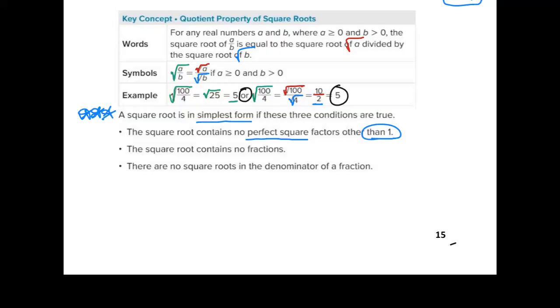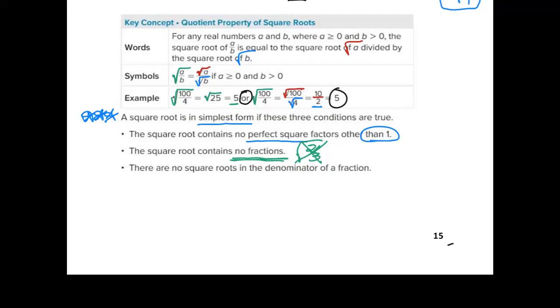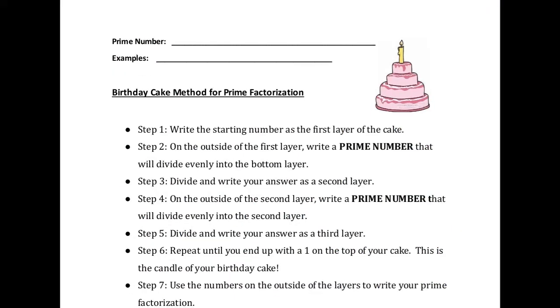Number 2, the square root contains no fractions. So just say no to fractions. All right? No fractions. And number 3, there are no square roots in the denominator. No square roots in the denominator. So that would be like 2 divided by square root of 6. That is not in simplest form. We cannot do that. Okay? All right. Let's go on.